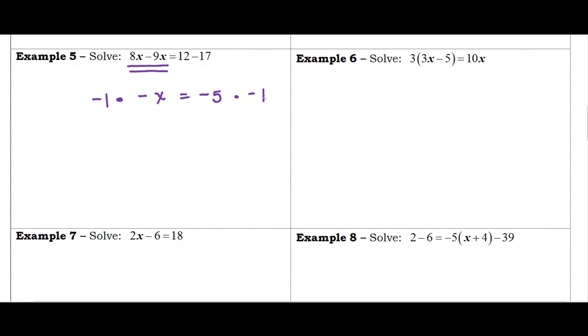Did I do the same thing to both sides? Okay. And what happens when I have a negative times a negative? Positive. And what's 1 times x? Now some people are going to want to divide both sides by negative 1, and that's fine. But I think division is a little harder than multiplication. I'd rather multiply. On the right-hand side, what do we get? 5.